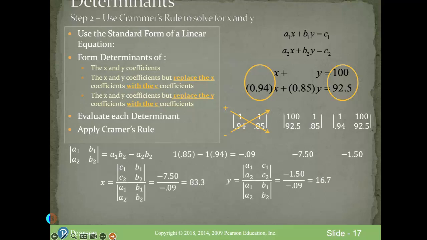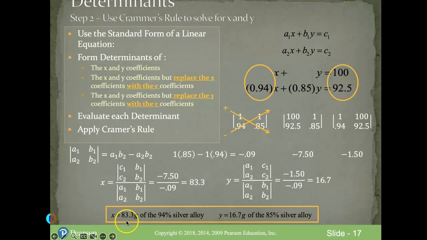And then apply Cramer's rule. So Cramer's rule says that x equals that determinant where the x's were replaced with the c's. Remember that one? That was the negative 7.5. Divide that by the determinant that was using the coefficients of x and y, which is the negative 0.09. y is something similar, but it's definitely the same for the denominator, but the numerator is the only thing different. Its y values are replaced with the c's. That's this determinant divided by negative 0.09. Immediately, you have the values for x and y. What this means in the context is that x equals 83.3 grams of the 94% silver alloy, and y equals 16.7 grams of the 85% silver alloy.